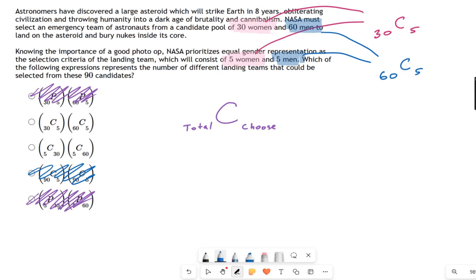So when you want to figure out how many possible groups there are, you take the number of ways there are to choose the women, and you multiply that by the number of ways there are to choose the men. Okay, so that is your answer right there.